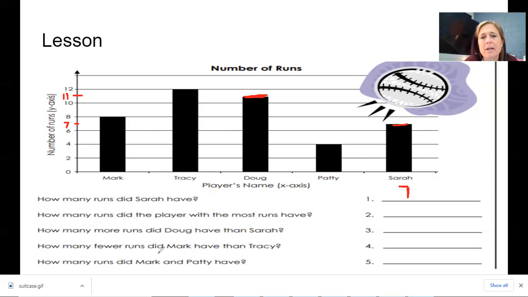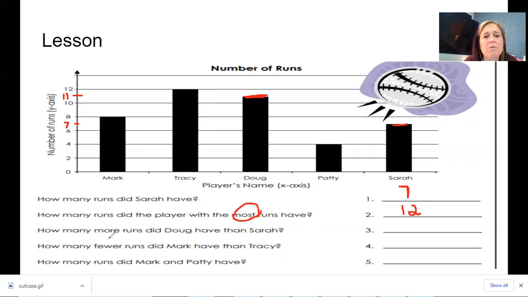How many runs did the player with the most runs have? So most means the largest number, right? So Tracy has the tallest bar. She's up to 12 runs, and it says, how many runs did the player? So she has 12. So 12 would be the answer there.